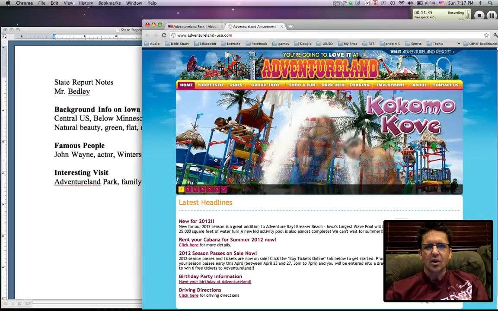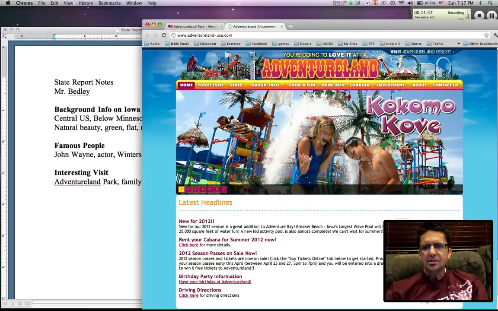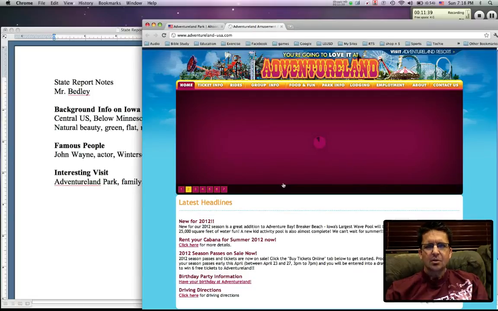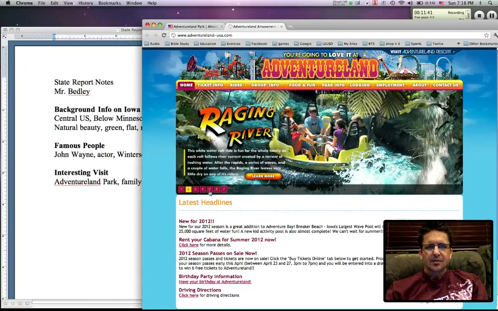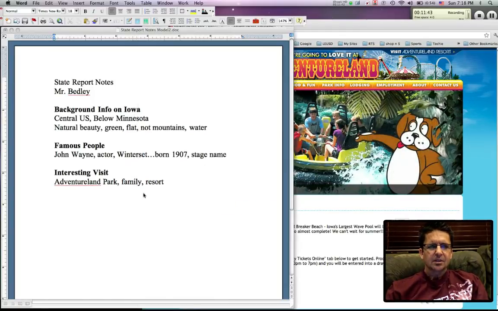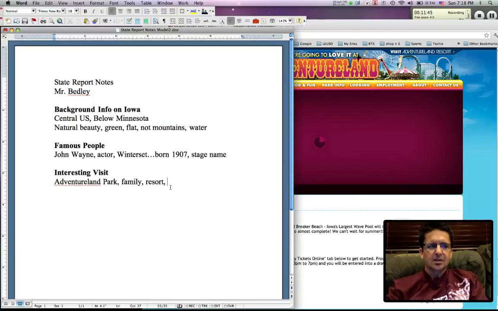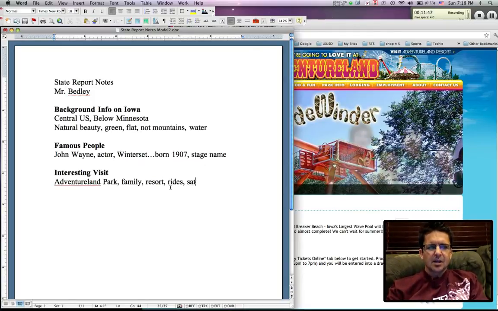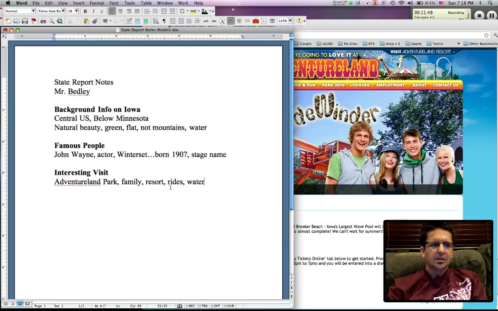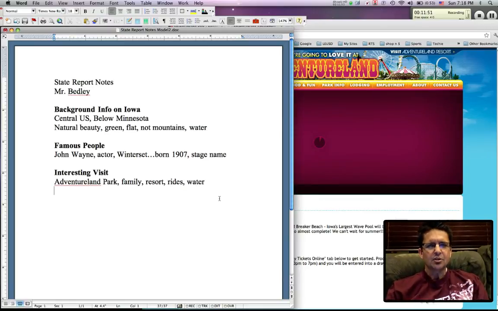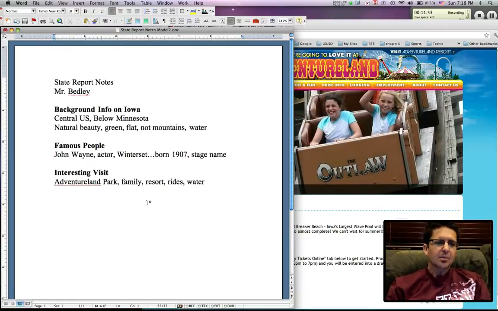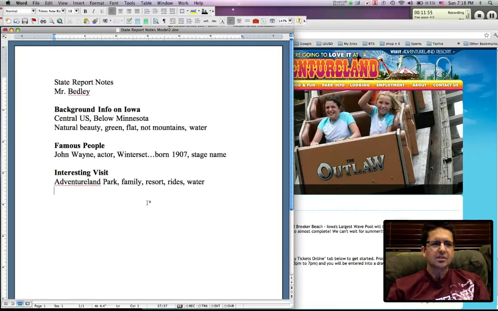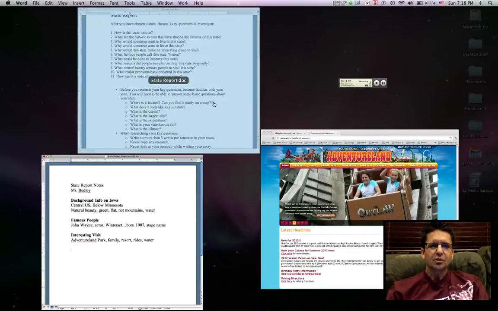Look at that. They've got water slides. You can see that right there. Kokomo Cove. They got rides. Okay, so I'm going to say rides and water. Good enough. I don't need a ton of information about that. Then again, I'm going to come up with 2 other interesting places to visit. And let's pick a third question.